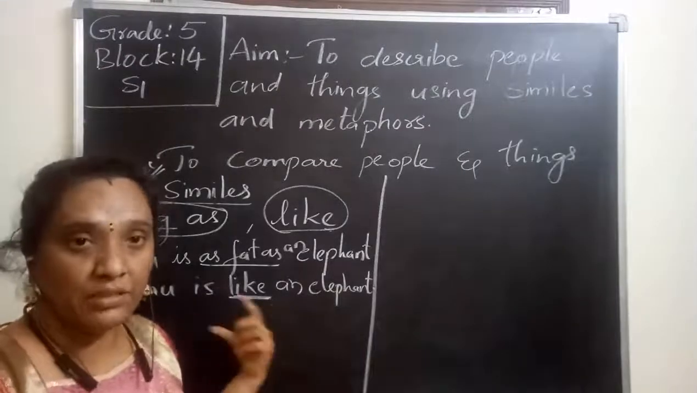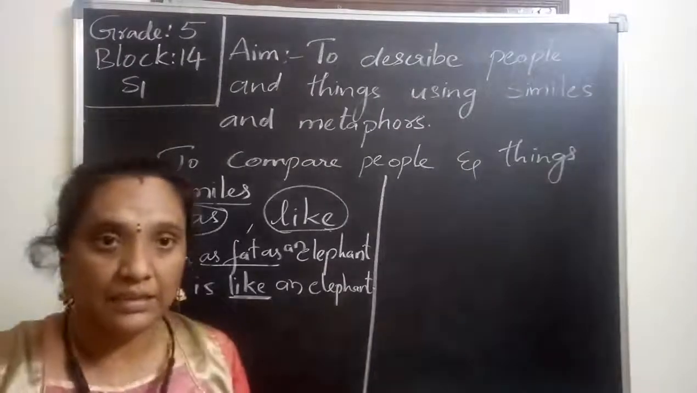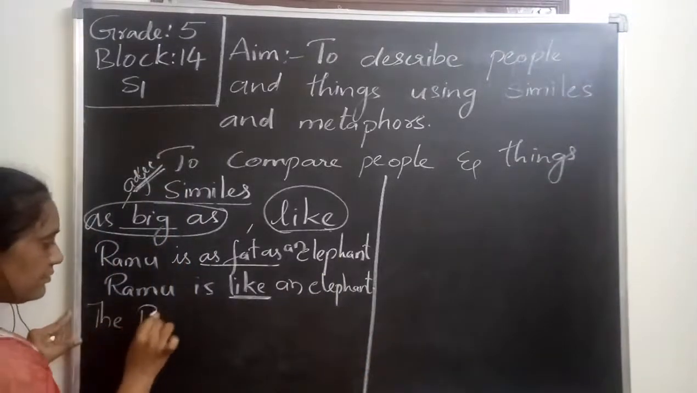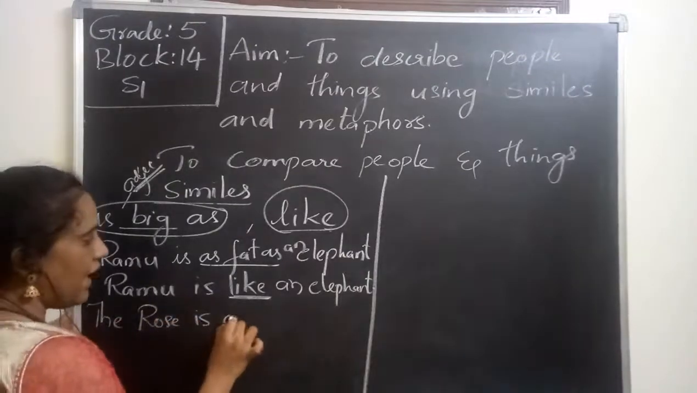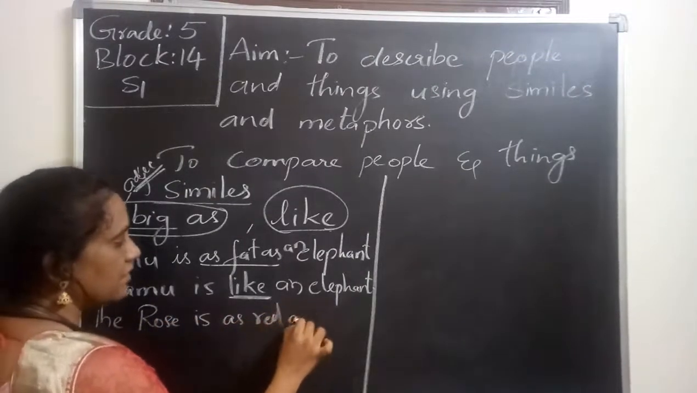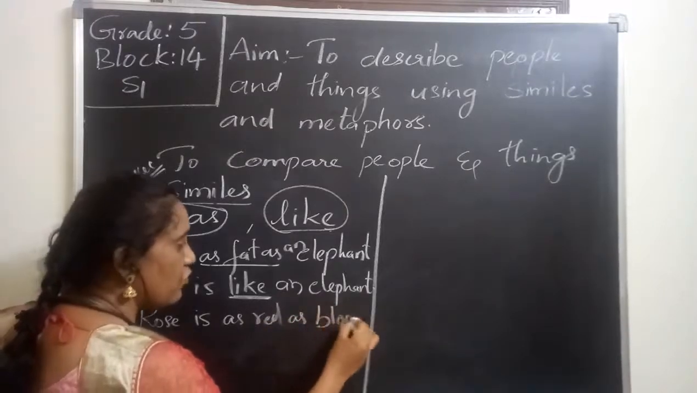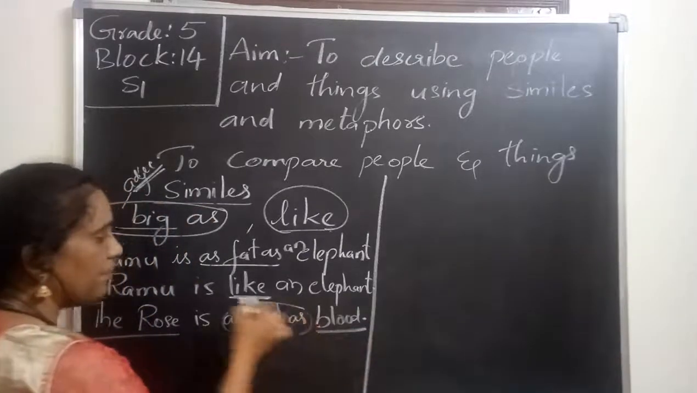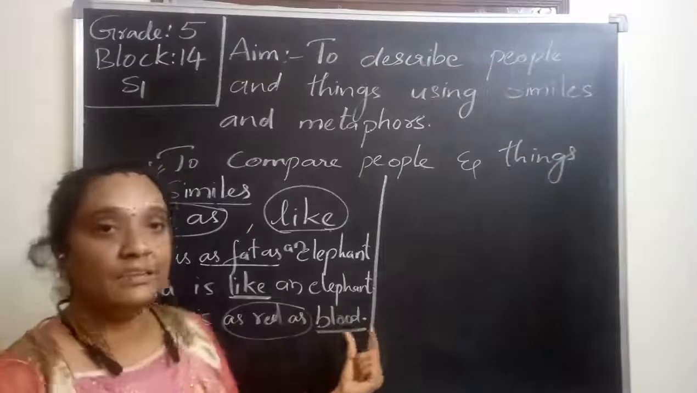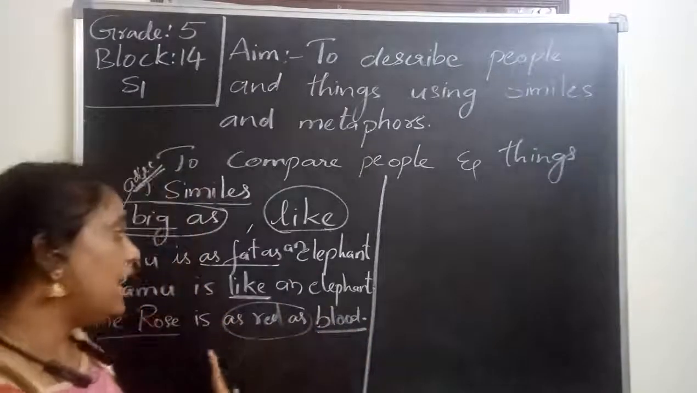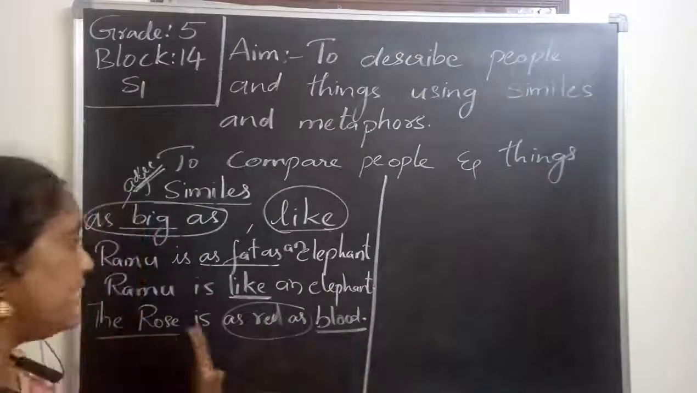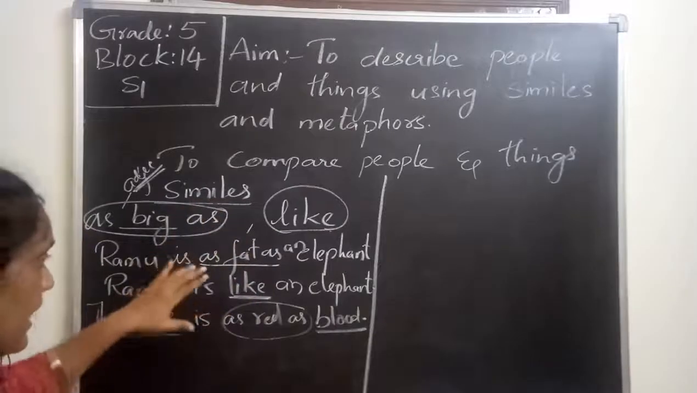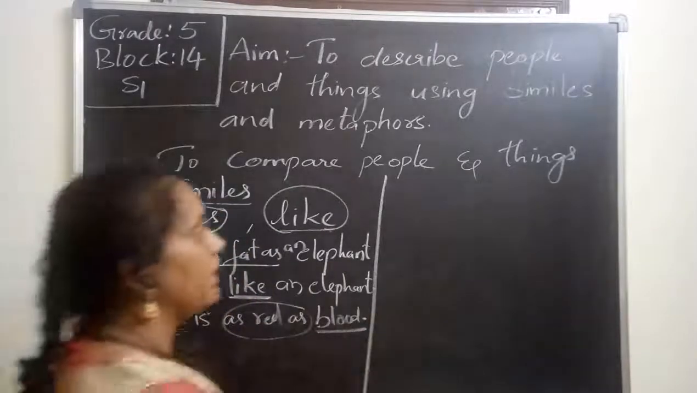So when we are comparing the flower's color, we can say the rose is as red as blood. So here what are compared? The rose is compared with the blood. So we are comparing it as red. So the red color of the rose is compared here with the blood. So here two things are compared, the rose and the blood, and since we used "as", it is a simile. So the same sentences, if we want to use in the metaphors.